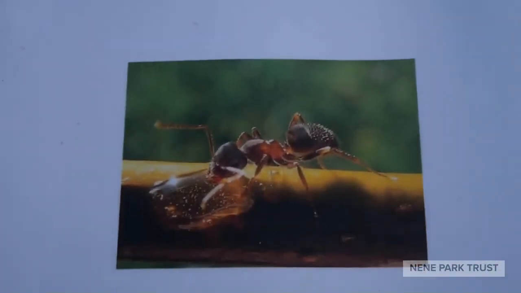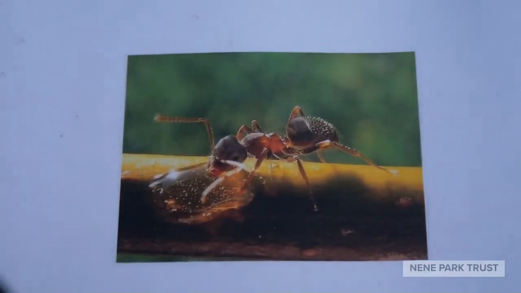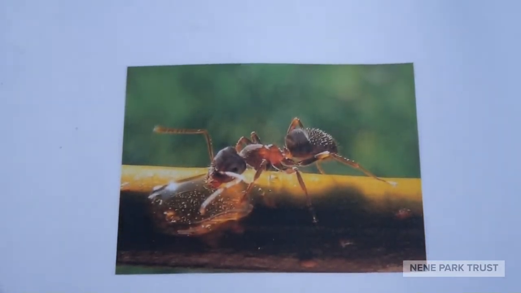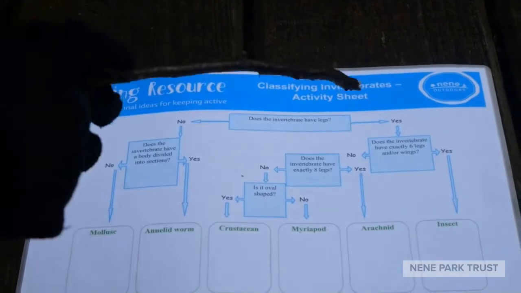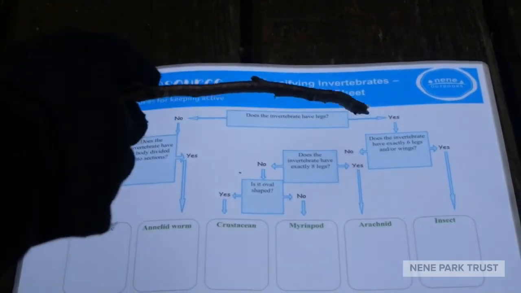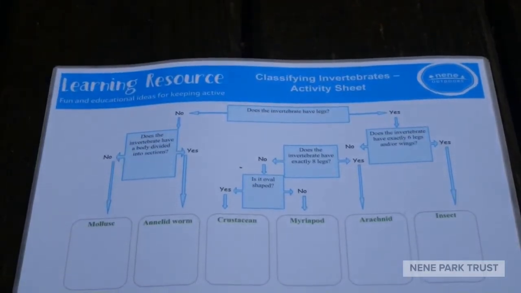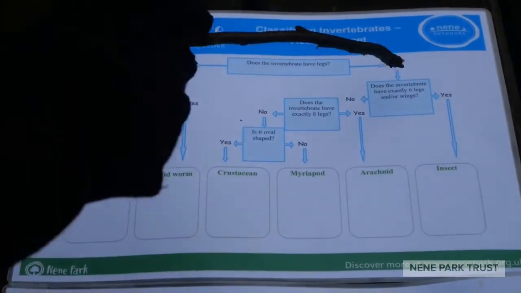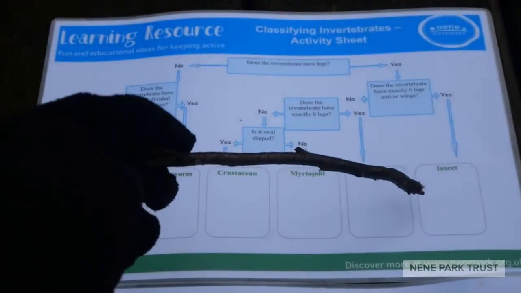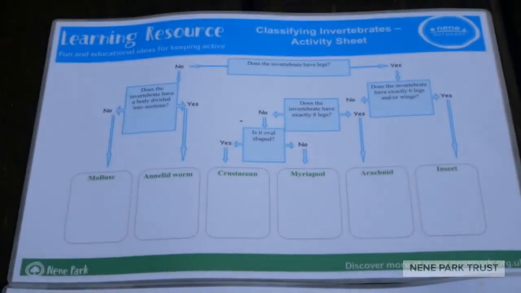So we're going to use the example of an ant, and here I can see that there are legs. So I'll go down to yes, and it says, does the invertebrate have exactly 6 legs and or wings? And I can see from the picture that it does. So I would go along and it would tell me that it's an insect. So I'd write ant in the insect box.